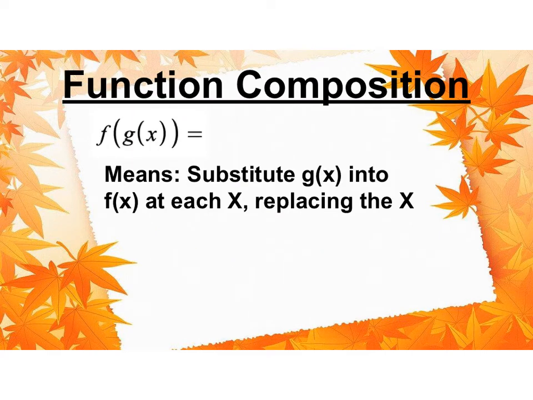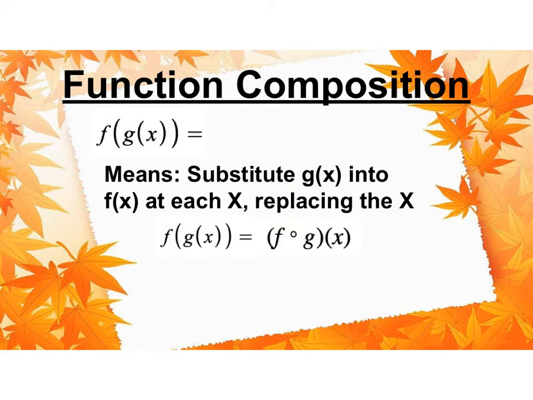This is function composition. With function composition, we have f of g of x. It's read with the word of, and you just read it left to right. It basically means you're substituting g of x into f of x at each x, and you're replacing the x, so the x isn't there anymore. So you start on the innermost, and you replace into the outside one.